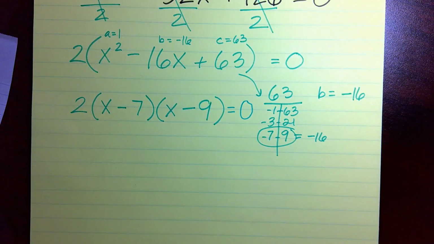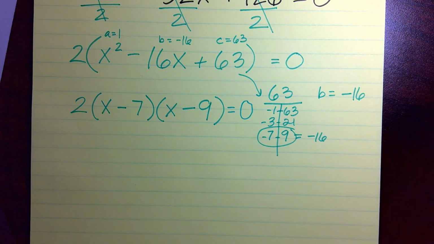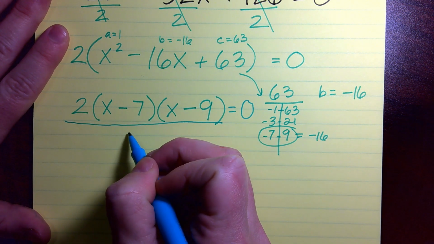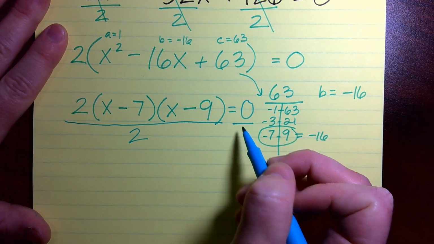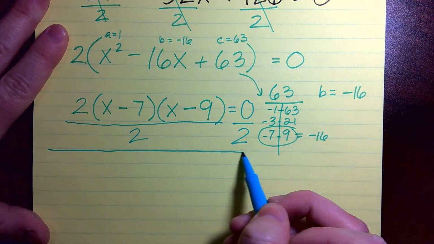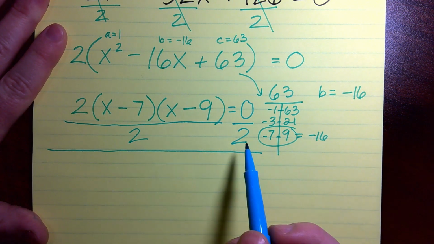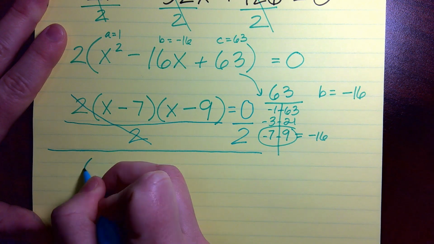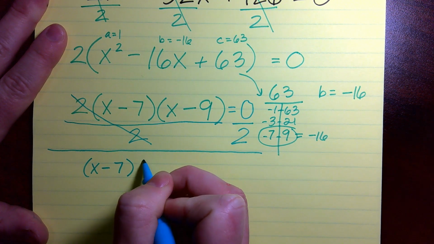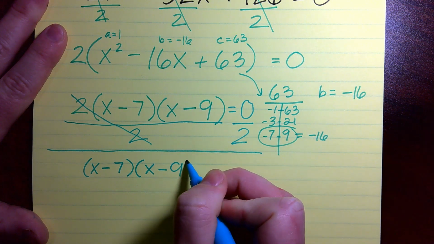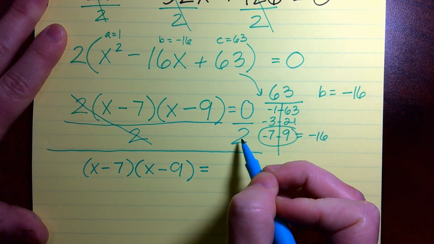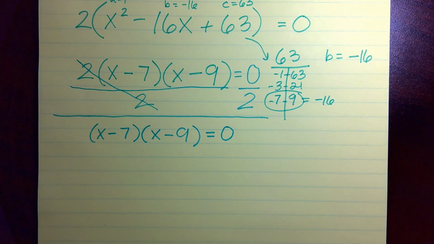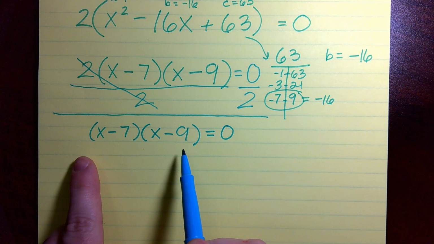So times 2. Let's remember the inverse operations we talked about. What's the opposite of multiplication? Division. So if I just divide this side of my equation by 2 and my other side by 2, and Mac, your answer's still correct, because watch what happens. My 2's are going to cancel, which leaves me with just x minus 7 times x minus 9. Drop down my equal. What's 0 divided by 2? It's still 0. Okay.